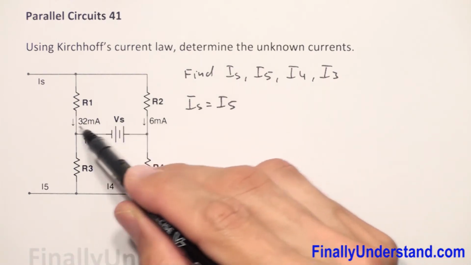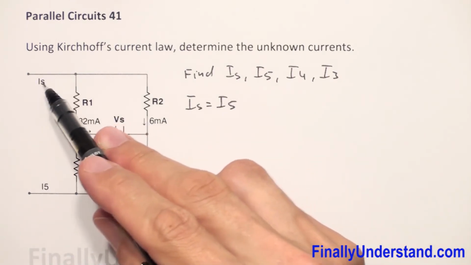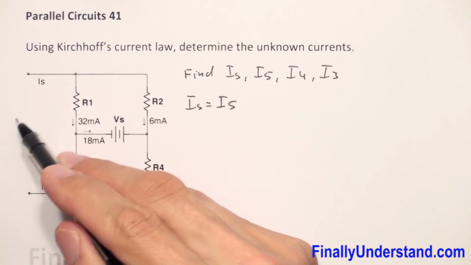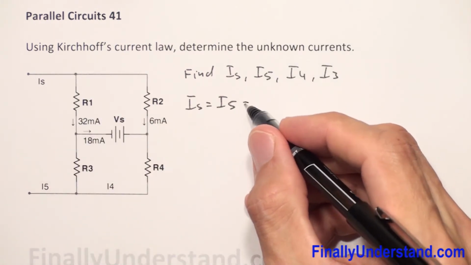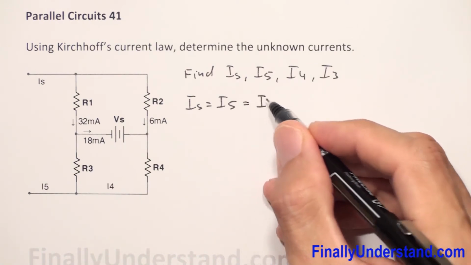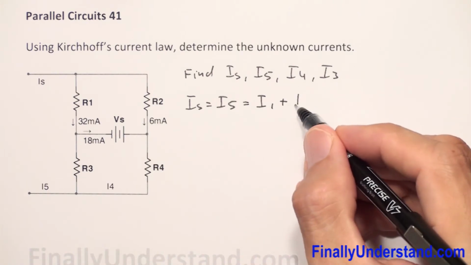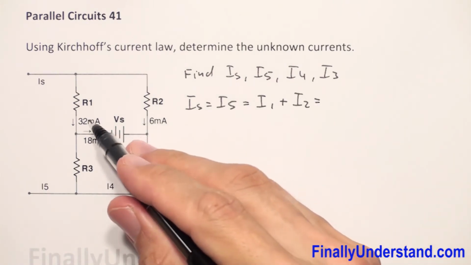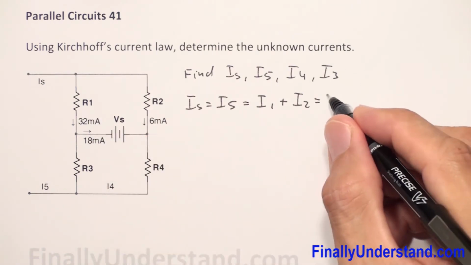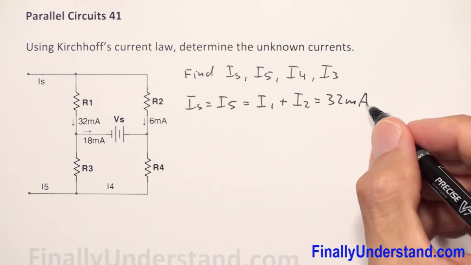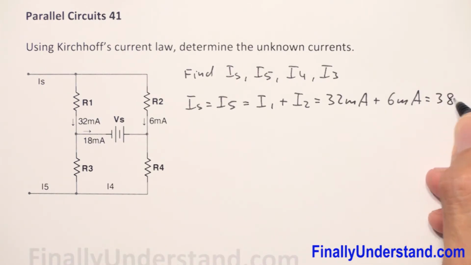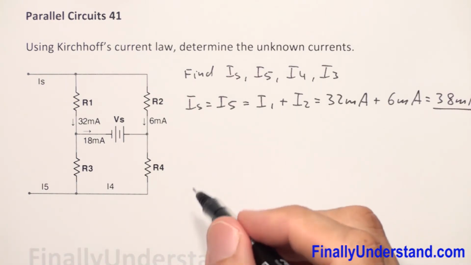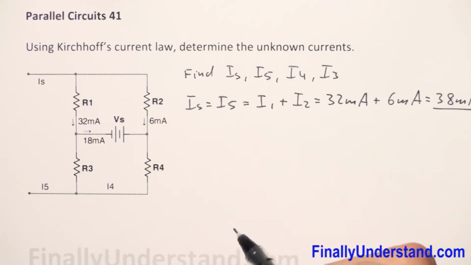I'm saying that because, let's say, we have current going this direction, so I assume that the current is coming from somewhere, okay, from the device which is connected to the circuit. So I simply say that this is equal I1 plus I2, where I1, okay, is the current which goes through resistor R1, which is equal 32 milliamps plus 6 milliamps, which is equal 38 milliamps. Okay, so this is 38 milliamps. So this is my IS and I5.